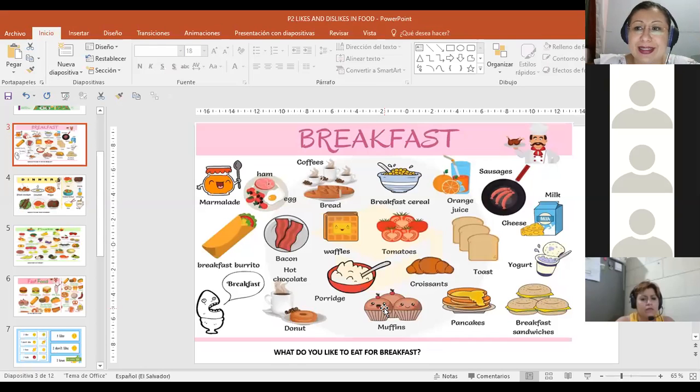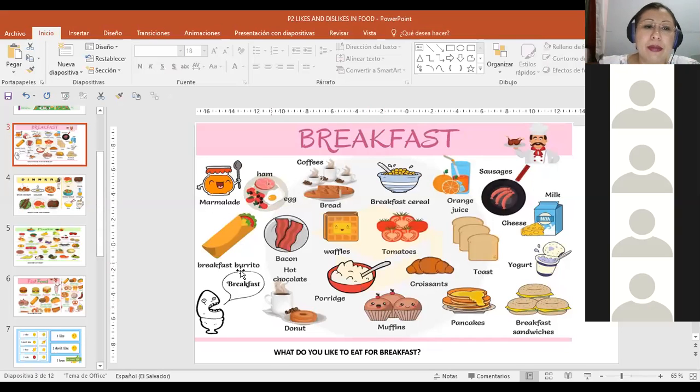Okay, breakfast. Marmalade. Ham. Egg. Coffee. Bread. Breakfast cereal. Orange juice. Sausages. Cheese. Milk. Yogurt. Toast.